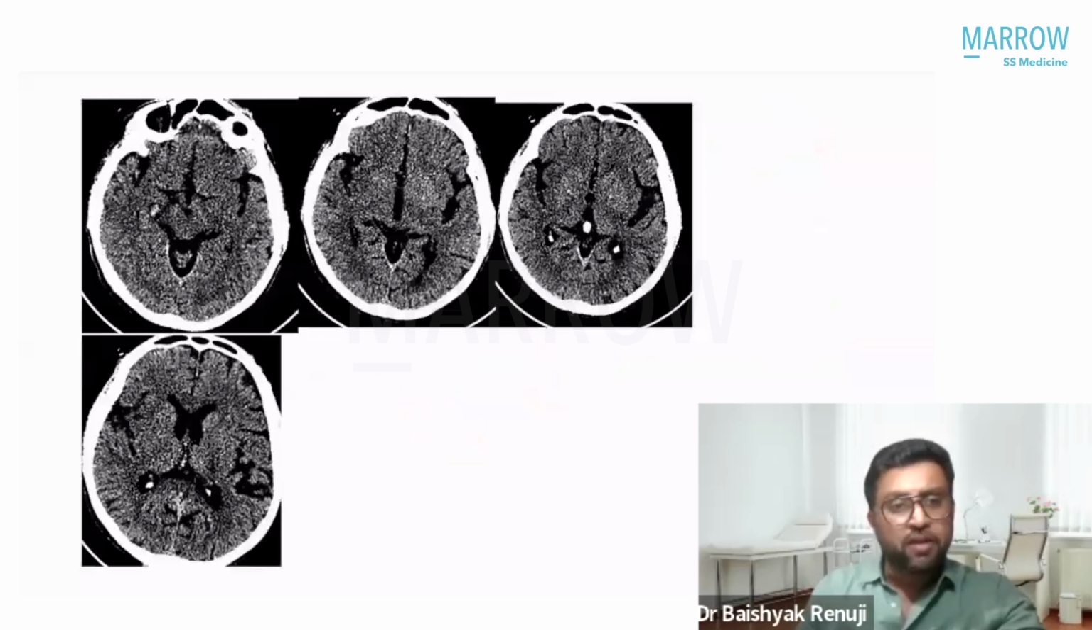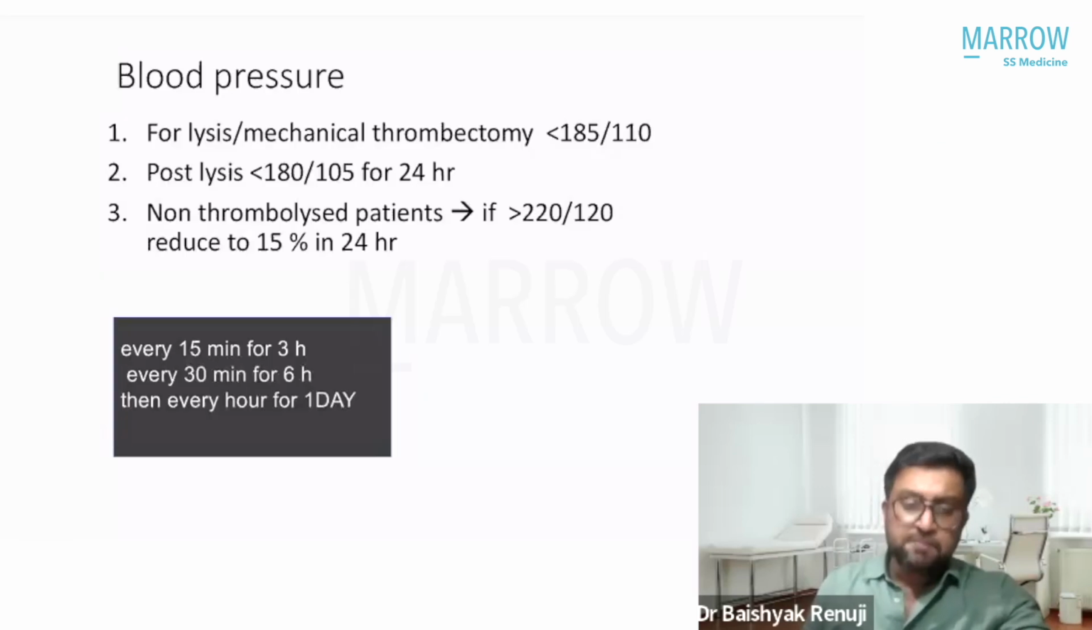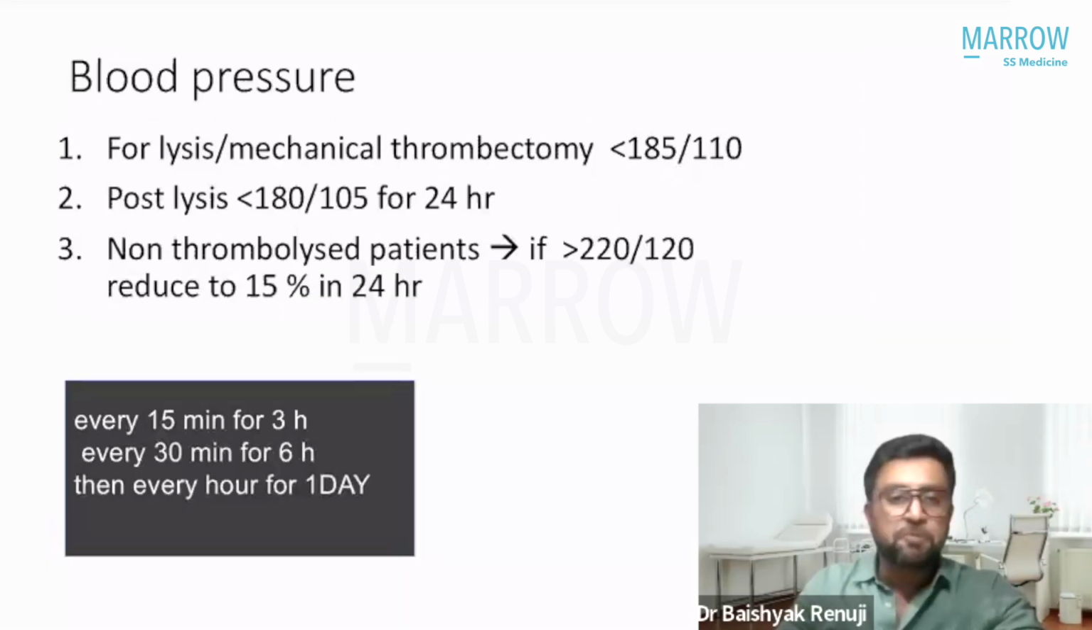The CT was showing nothing. There is no infarct, nothing obviously seen. So we lysed the patient. Our plan was to get an MR angio soon after the lysis. His BP was high. BP was 190 by 110. The cutoff for lysing is 185 by 110. So we had to give a labetalol injection to reduce the BP, and then we lysed the patient.